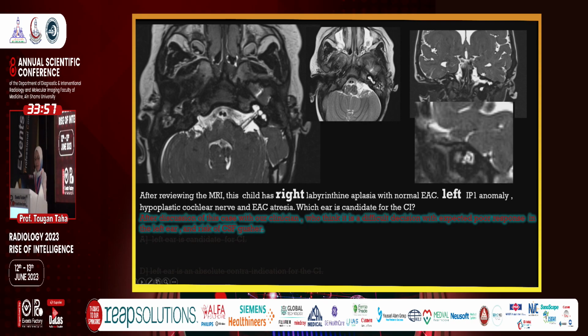We discussed this case with our clinician, who thinks it is a difficult decision with expected poor response in the left ear and the CSF gusher. So the right answer is the left ear is a relative contraindication for the cochlear implant, and the right ear is of course an absolute contraindication for the implant.